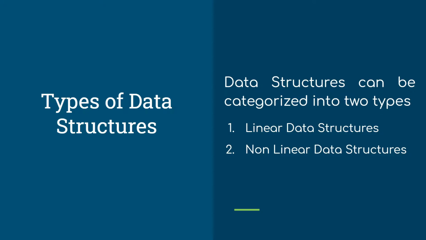So what are the types of data structures? Data structures can be categorized into two types. One is linear data structures, another one is non-linear data structures. We'll discuss this in our next slide in a descriptive manner.